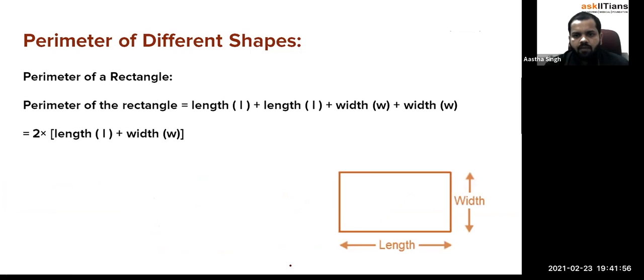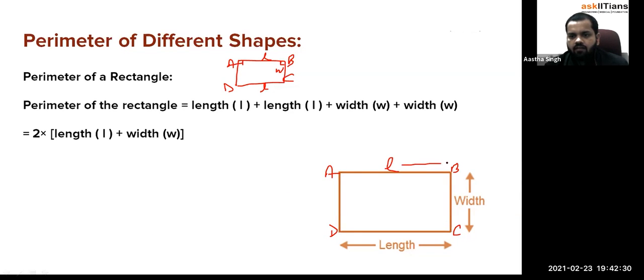So, the perimeter of a rectangle. If ABCD is a rectangle, and suppose AB has length L and BC has width W. A rectangle is a shape with each angle 90 degrees, and opposite sides are parallel and equal. Then your CD will also be L. Suppose this is A, B, C, D. AB is your length L.